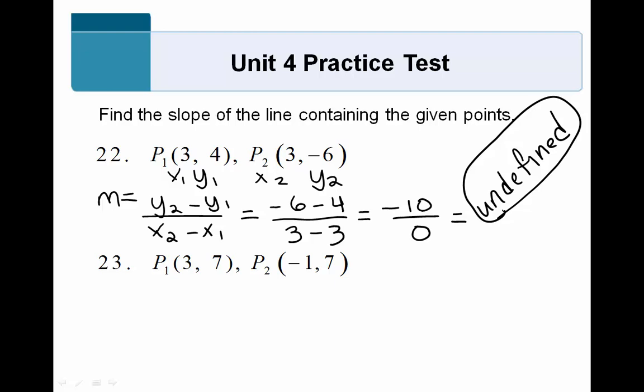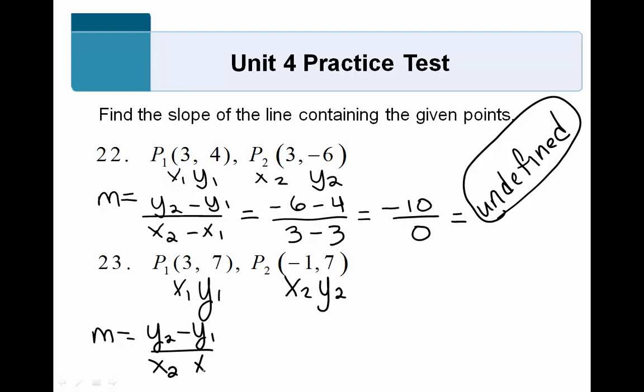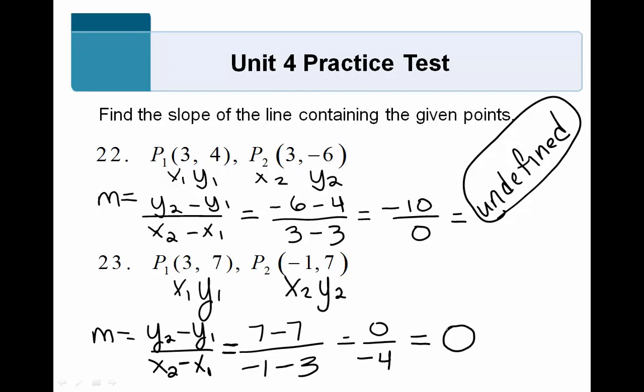Number 23, we'll do the same thing. x1, y1, x2, y2. Difference in y's over difference in x's. I have 7 minus 7 over negative 1 minus 3. That equals 0 divided by negative 4, which is equal to 0. And if you graph this line, you would notice that it's a horizontal line. A horizontal line will always have a slope of 0, and a vertical line will always have an undefined slope.